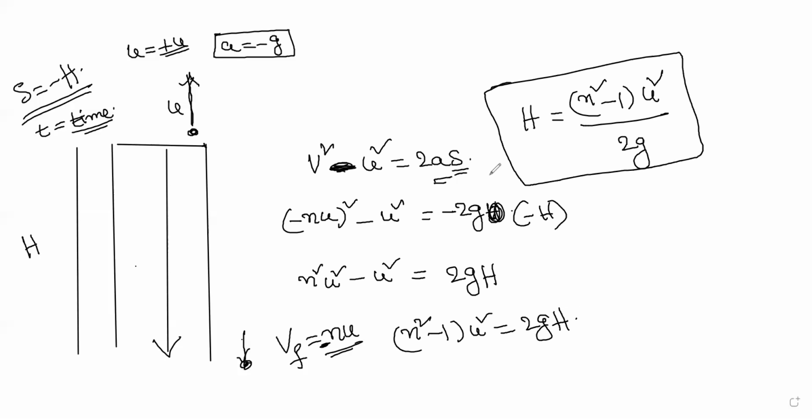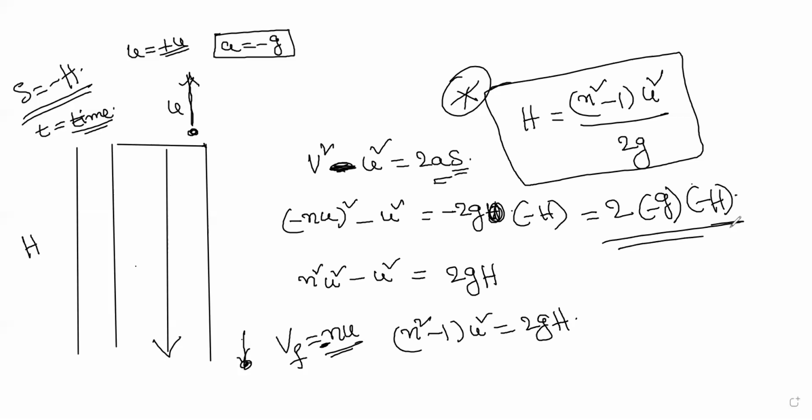Yeah, very good. That is substitution. When you do the substitution, in place of a put minus g, in place of s put minus h. I forgot to put that. So it's like this you have to put. So you will get 2gh. I hope it is clear.